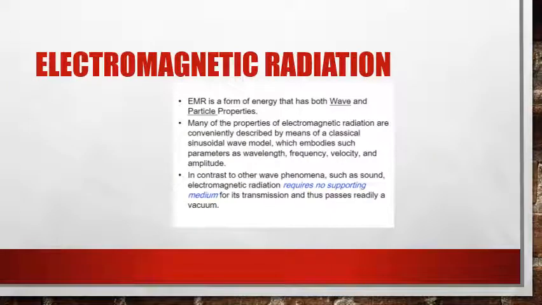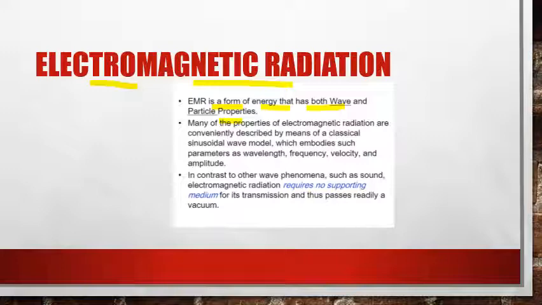Light is an electromagnetic radiation. So what is electromagnetic radiation? Electromagnetic radiation is a form of energy that has both wave and particle properties. EMR has a dual nature; it always possesses two types of property, that is wave as well as particle.